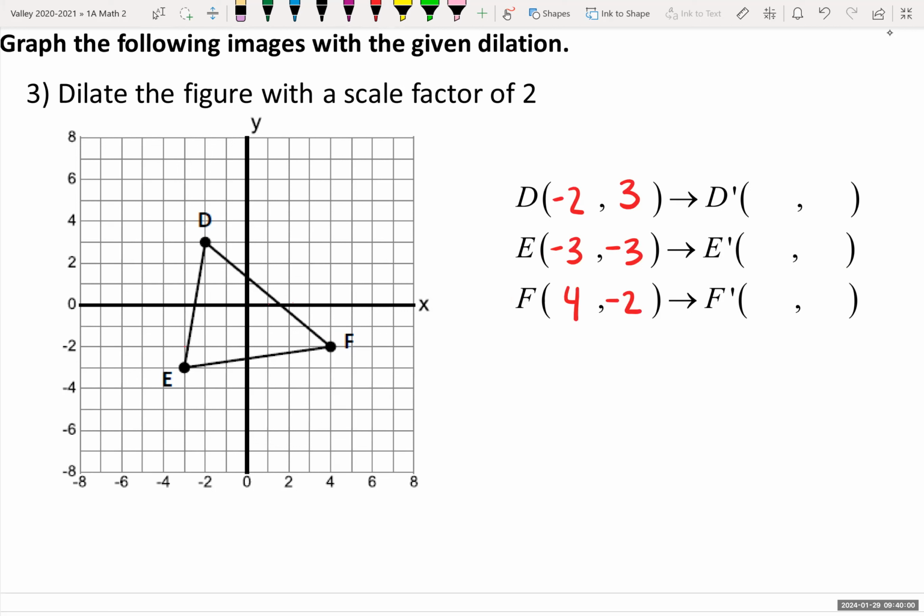So Anna, what number are we going to multiply by on this one? 2. So we're going to multiply by 2. So multiply everything by 2.